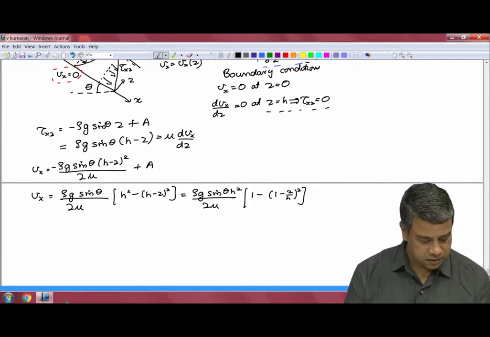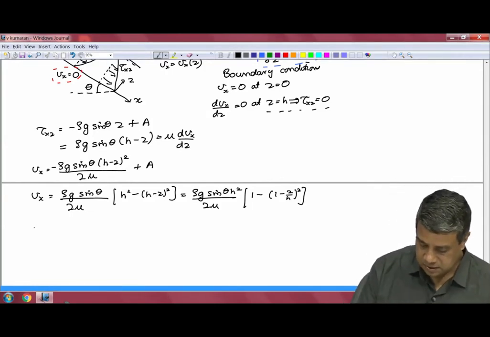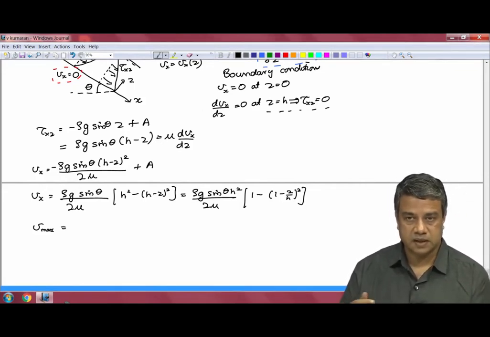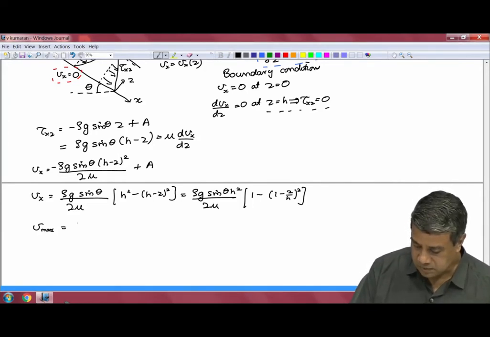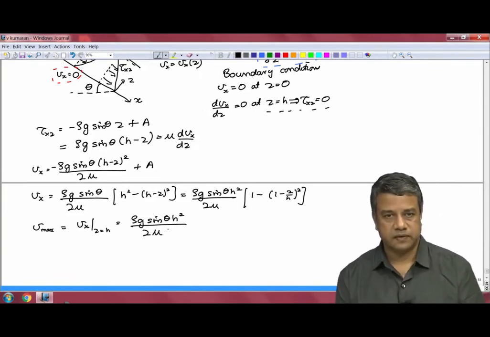So, from this you can find out, for example, the maximum velocity. V max is at the top surface, because it has a 0 slope, that is where it is a maximum. It starts from 0 at the bottom, increases, and has 0 slope at the top. This is equal to Vx at z is equal to h, which is rho g sin theta h square by 2 mu. That is the maximum velocity.